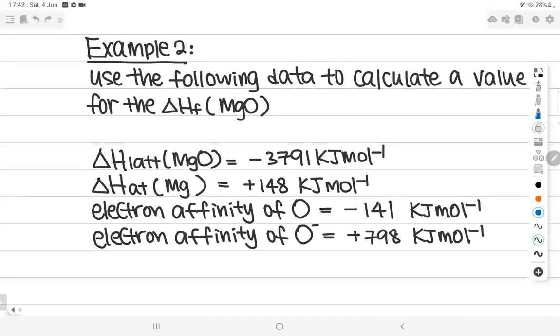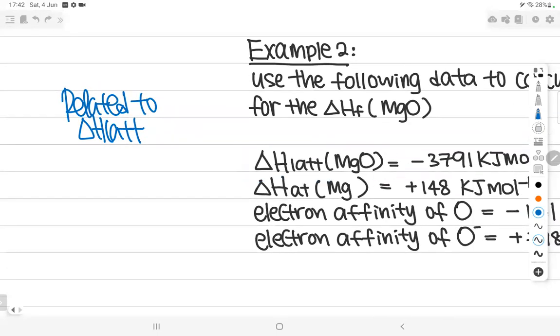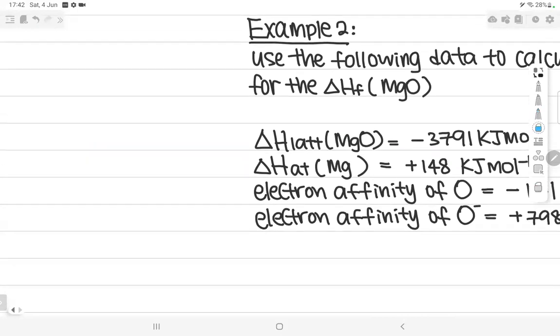So how to do this? Same as what I said, whenever the question is related to lattice energy, it doesn't mean that you must calculate lattice energy. When they give you lattice energy, you can also use the Born-Haber cycle. Please remember, related means they ask you to calculate lattice energy, or they give you lattice energy and ask you to calculate something else, you can always use the Born-Haber cycle. So I will go for the Born-Haber cycle.